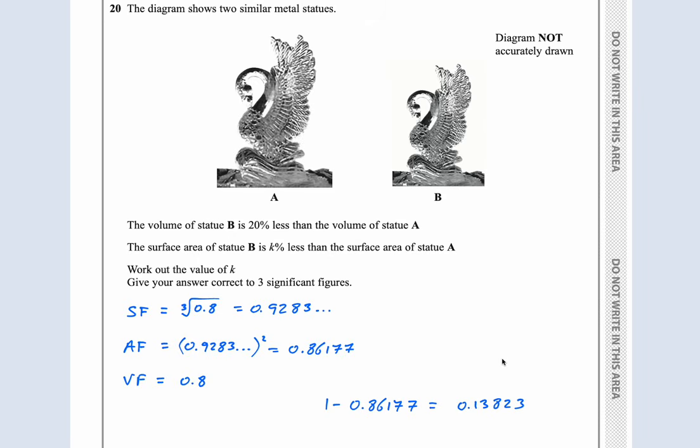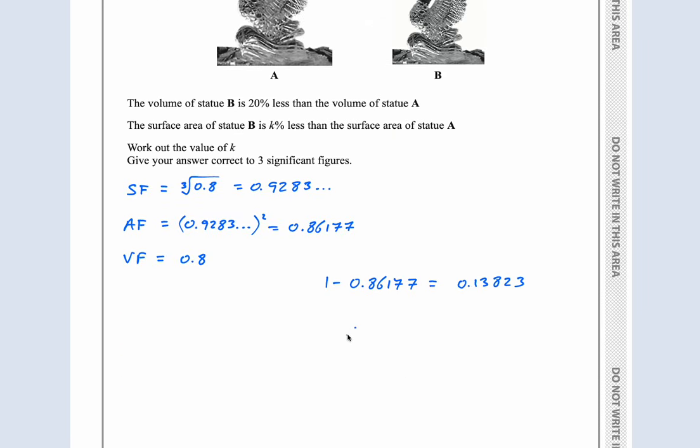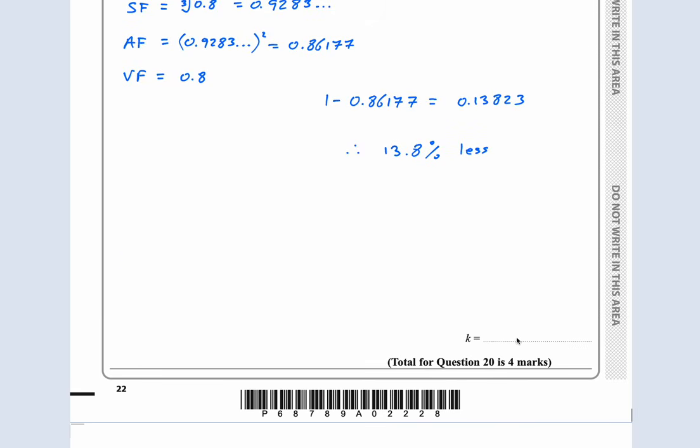Well, I have to multiply by 100, therefore it's 13.8 to 3 significant figures, percent less. Okay, hope that makes sense, guys. K equals 13.8.